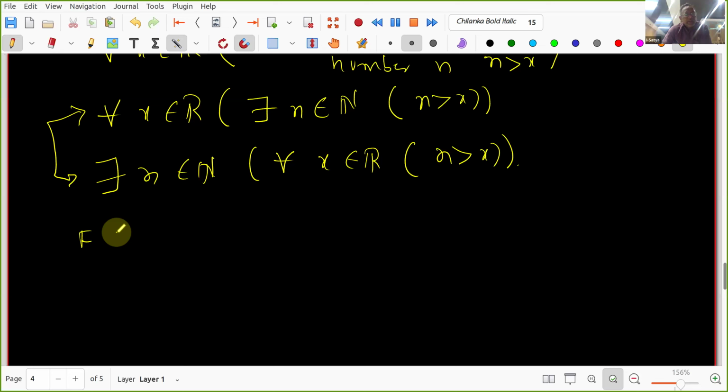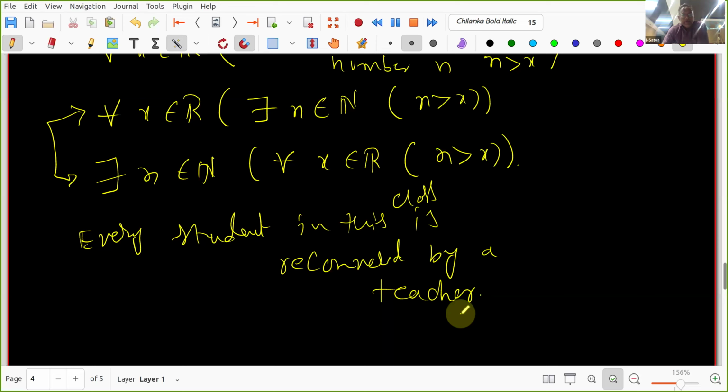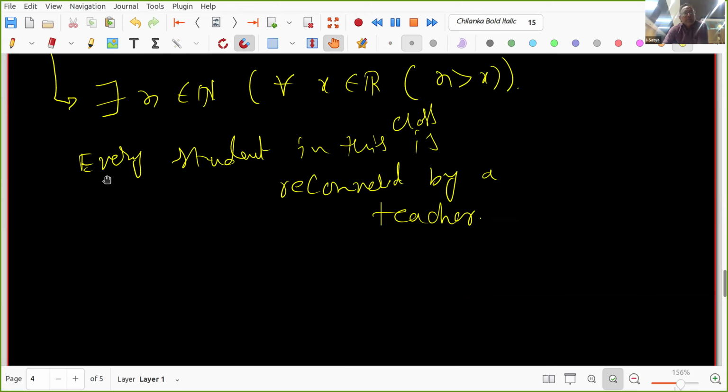Then I'll ask one question to you so that we'll see. Every student in this class is recommended by a teacher. Because you all came by a recommendation, right? You understand? Every student in this class is recommended by a teacher, right? Sudhanshu, can you tell me, by using quantifiers, what are the sets and all?